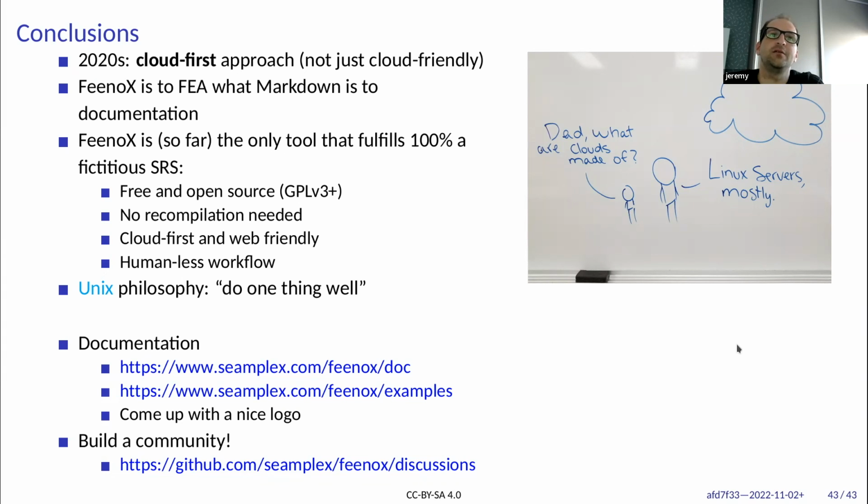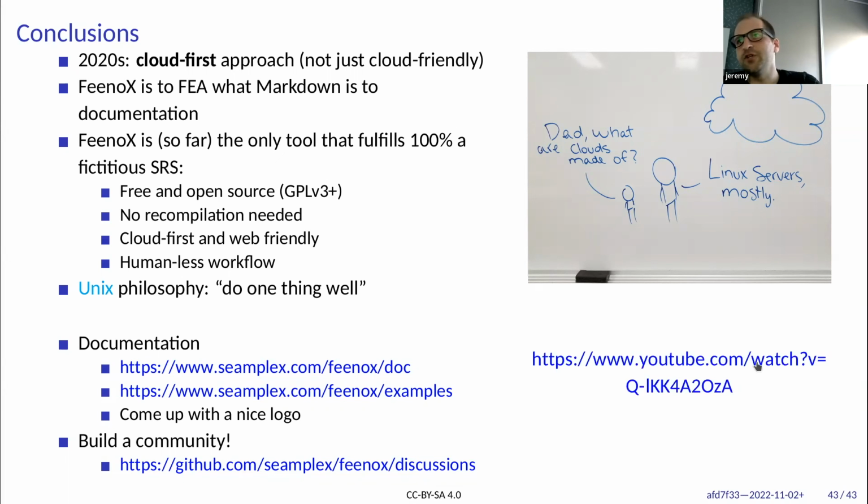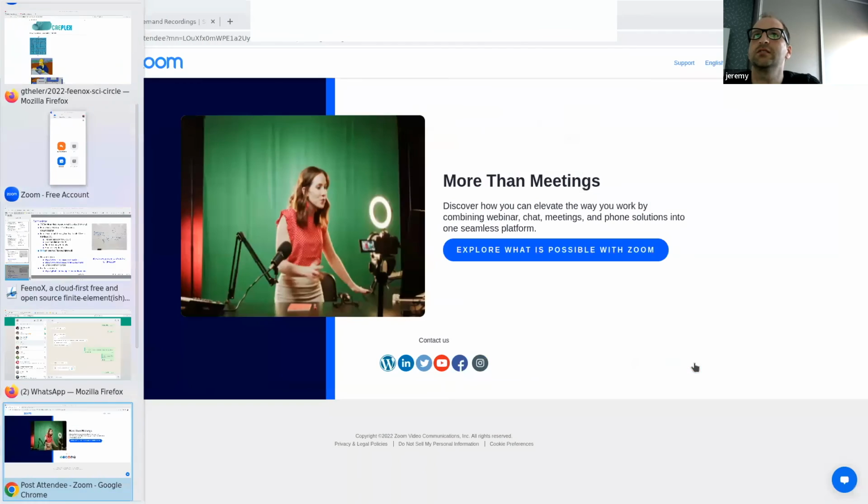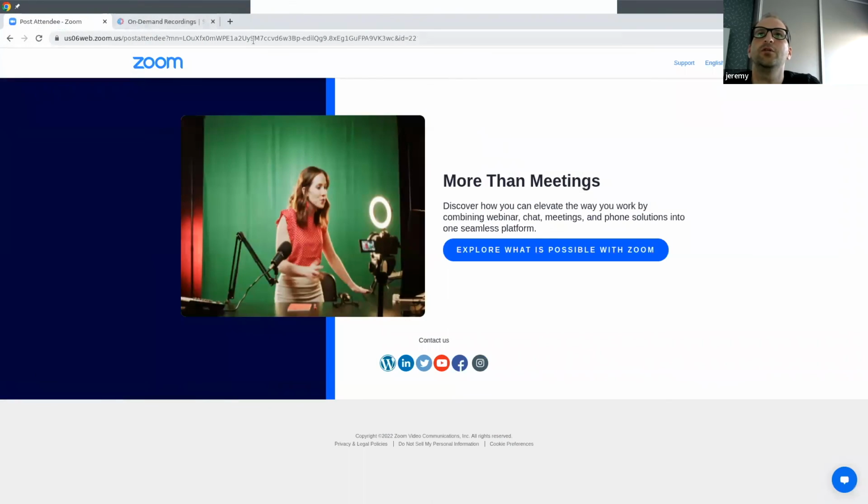And if you guys are interested, please help us build a community. Go to this GitHub page, go to the discussions, post questions, try stuff, compile things, see if they are broken, and ask for help. So yes, what are clouds made of? Linux servers mostly. And to finish, I would like to share a 30-second video.